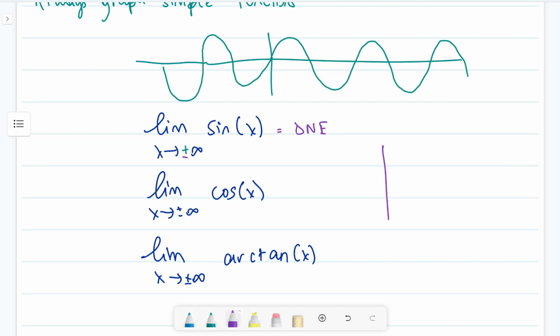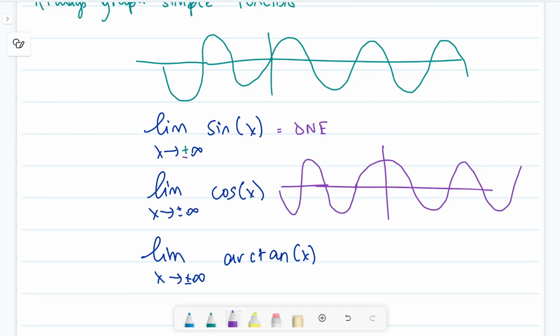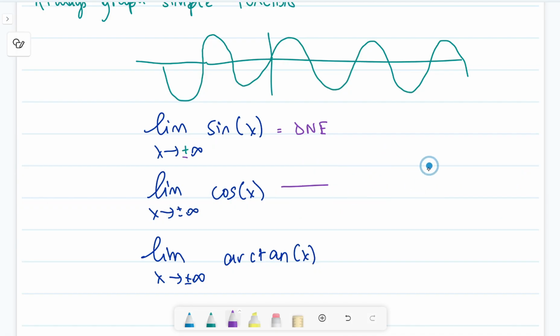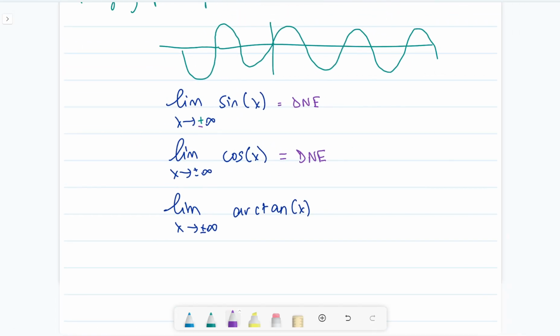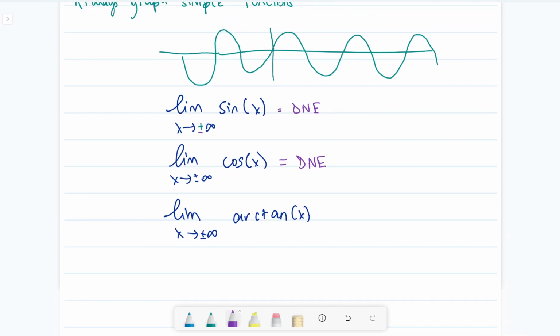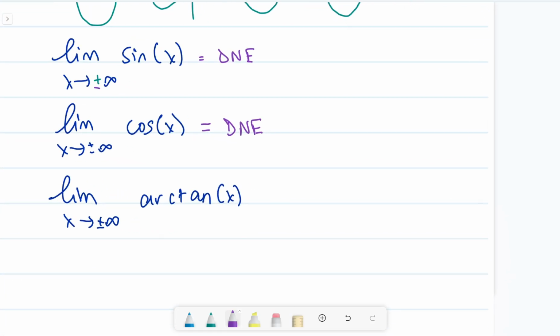Now, let's look at cosine x with a very similar argument. The function also keeps on alternating between 1 and negative 1. So the limits from both sides are not equal, so the limit does not exist. That's why it's really useful to graph functions, because these graphs can help us a lot in determining limits.